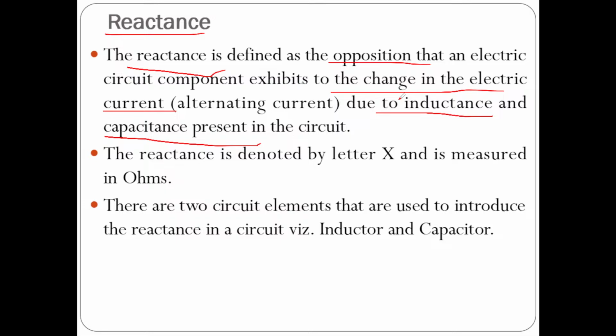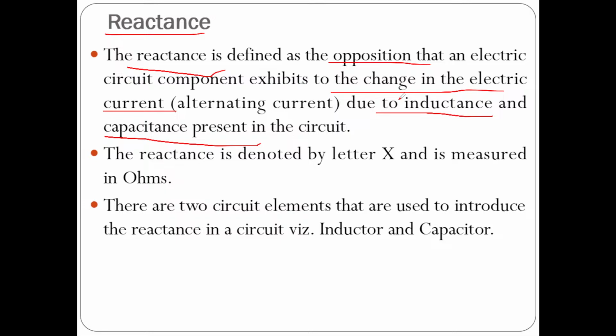then if there is any change in the current, that will be opposed by these inductive or capacitive elements. Okay, so reactance, resistance means what? Resistance is the opposition to the flow of current, whereas reactance is the opposition to change in the current. Reactance is denoted by X and it is measured in ohm. The unit of reactance and the unit of resistance is the same, and the notation of resistance is R, reactance is X.